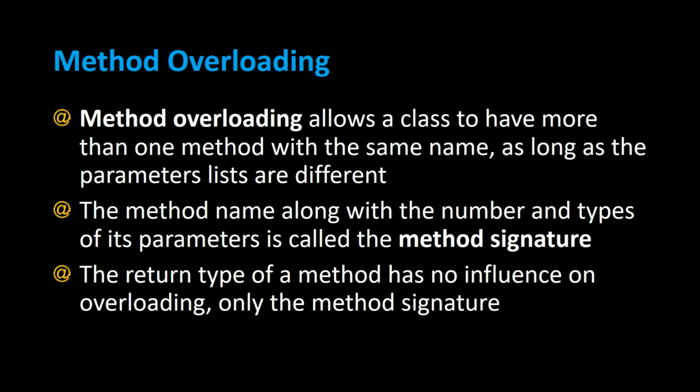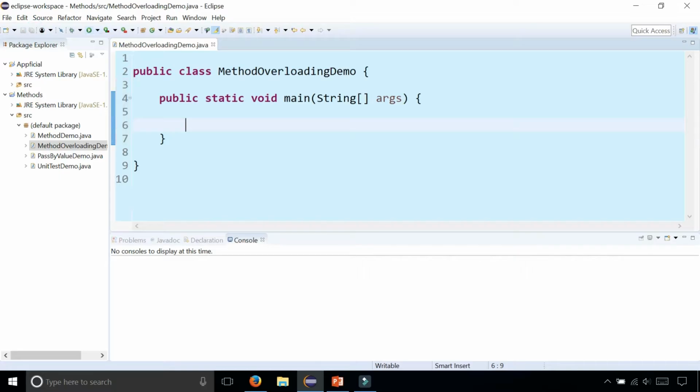Method overloading allows a class to have more than one method with the same name, as long as the parameter lists are different. The method name along with the number and type of its parameters is called the method signature, and the return type of a method has no influence on overloading, only the method signature. So let's overload some methods.